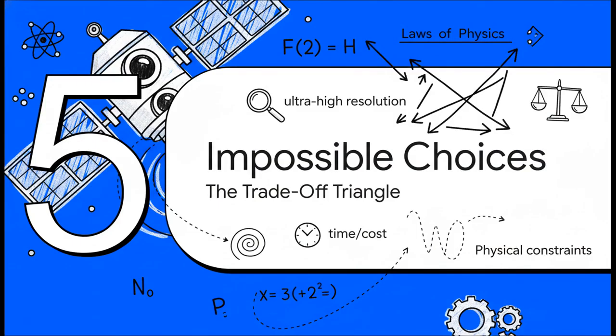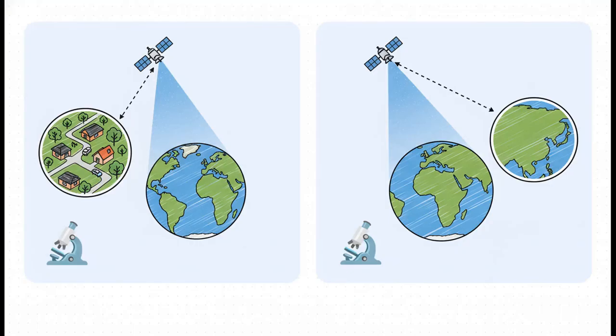But all this brings up a bigger question, right? Why not just build every single satellite with ultra-high resolution and just avoid all these problems? Well, because it turns out that designing a satellite is all about making really, really hard choices, all thanks to the basic laws of physics.